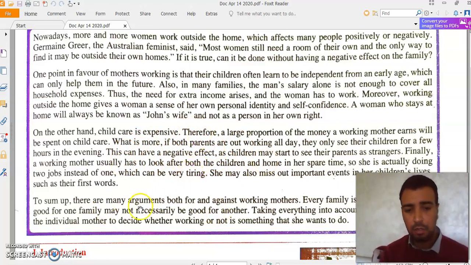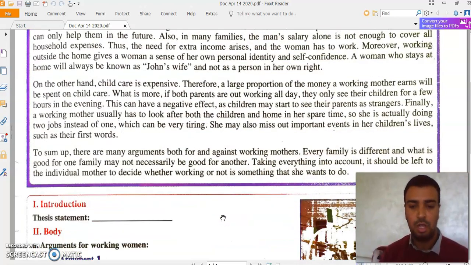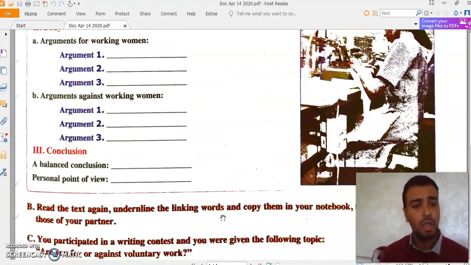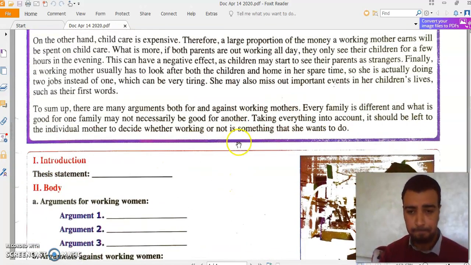And finally, you can conclude with one of, I think I introduced you to, the clincher. So you need to use a good clincher to leave a good impression about your writing. Conclusion. What is the balanced conclusion? Personal point of view. There are many arguments, both for and against.